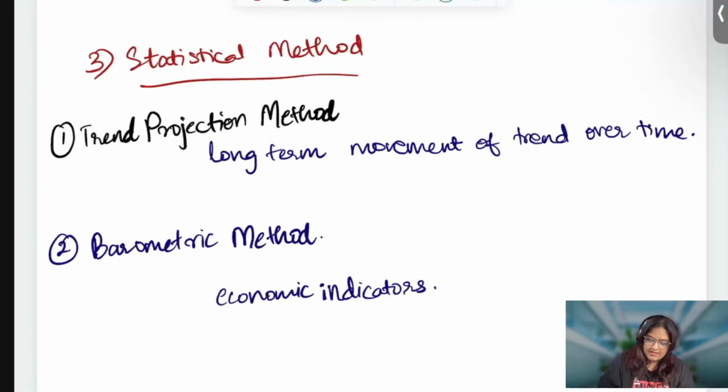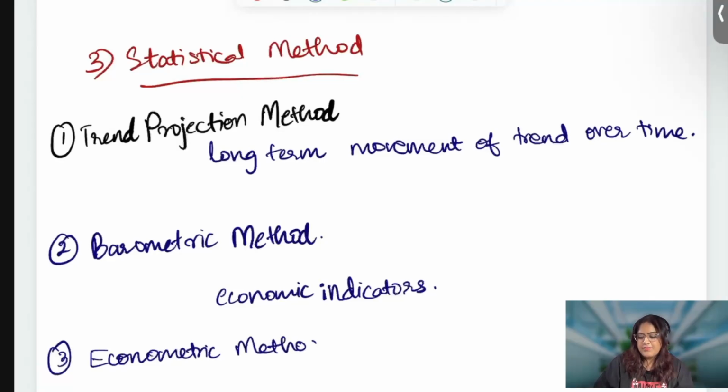Now, the third method is econometric method or regression analysis.